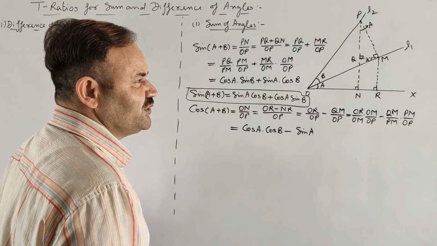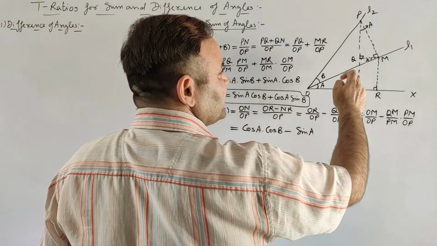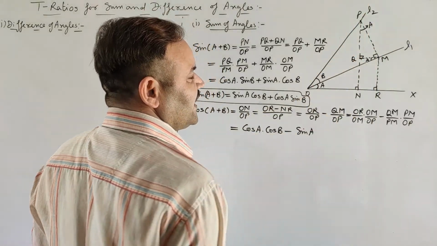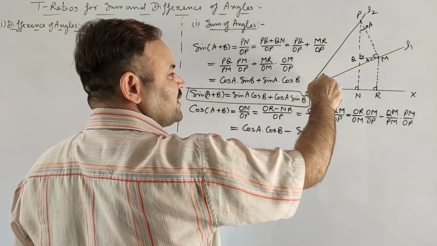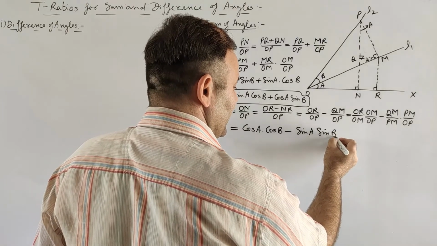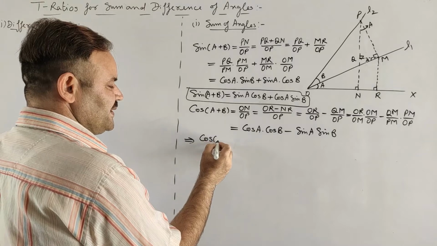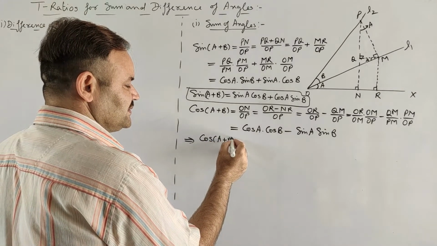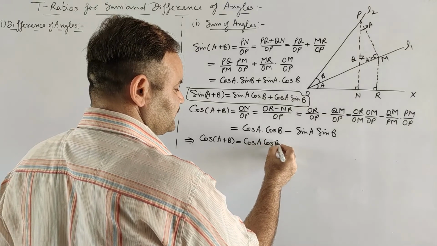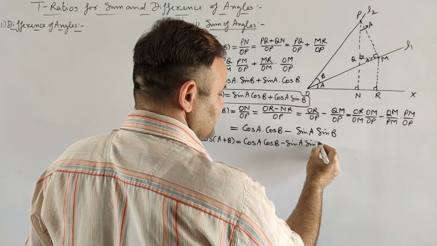Now PM upon OP. PM is perpendicular, OP is hypotenuse, and perpendicular upon hypotenuse is sine. So it will be sin B. Thus we get cos A plus B is equal to cos A cos B minus sin A sin B.